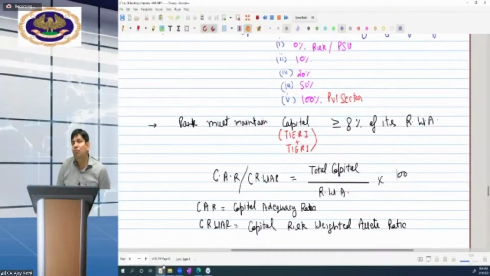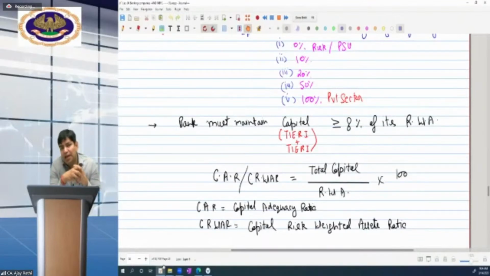So first we have to calculate the risky assets. Then we have to calculate the capital. After that, we will be able to compare both. So first we have to know how the risky assets will be calculated. While you use the percentage weightage of risk with the asset value, you will find the risk weighted assets, that is, what assets can be at risk.